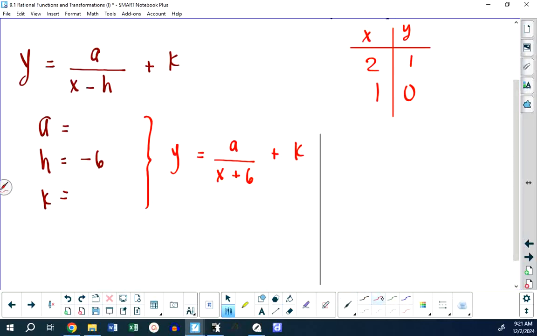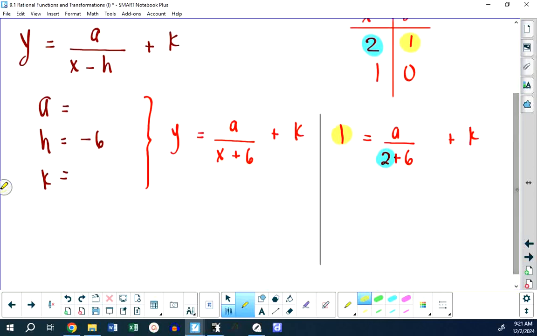My first equation is going to have 1 equals a over 2 plus 6 plus k. So, you want to be careful here. I at least have to be very careful that you put in the numbers where they belong, that the 2 goes in for x and the 1 goes in for y.